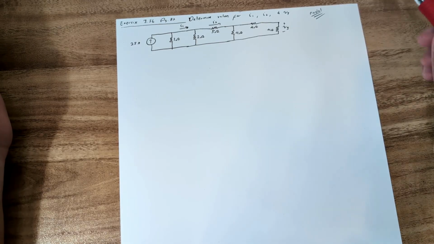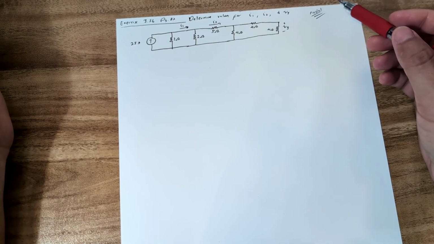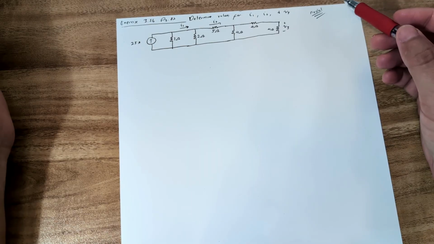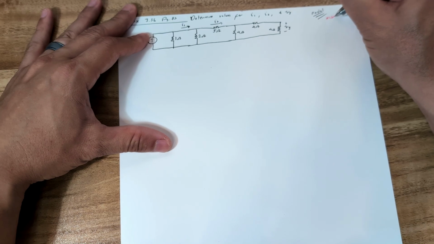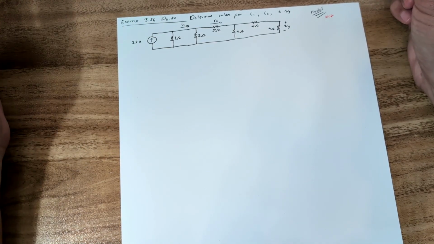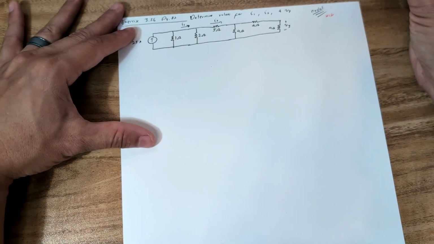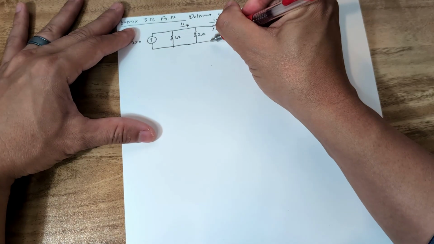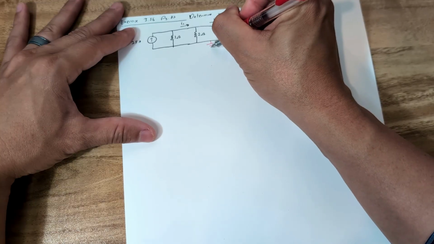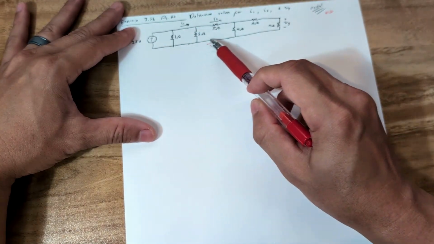So nodal analysis, again, if you can recall, is based on KCL, and then mesh analysis is based on KVL. So this one's going to be based on KCL, but we need to define our nodes. So first we need to define our ground. This whole node right here is the ground.